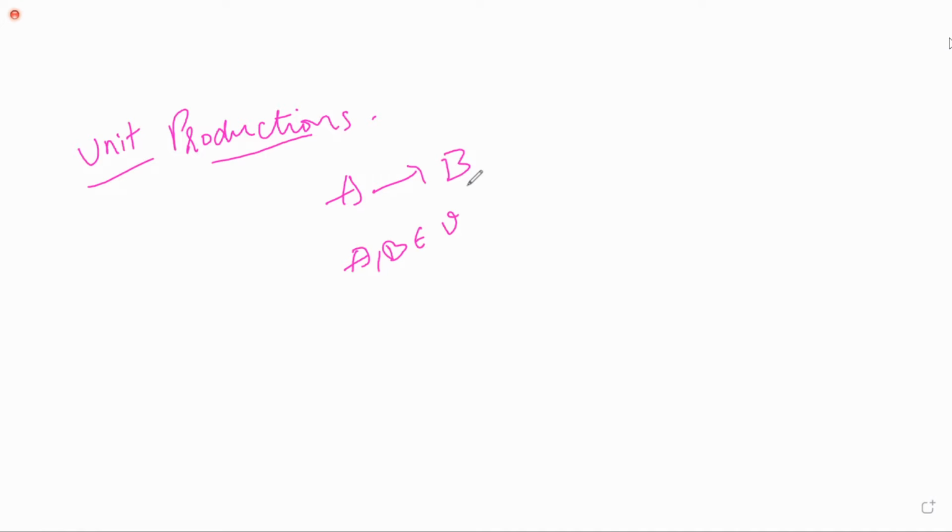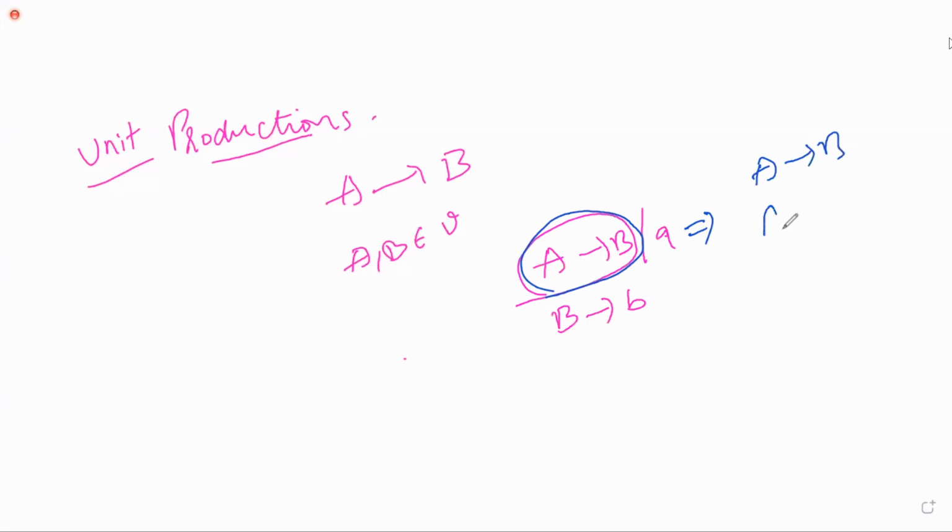First, I'll give you an example. For example, assume A to B or A, next B to B. So here A to B is a unit production. How can we rewrite this? A to capital B, A to capital A, and B to B. So A to B is a unit production.